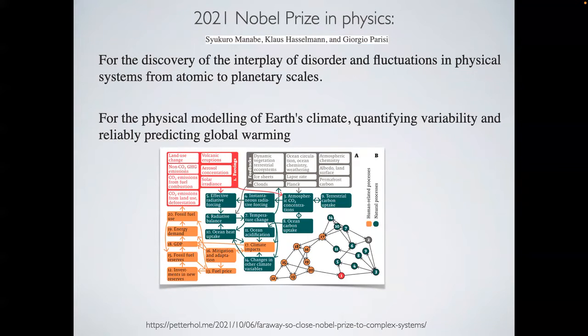A last point, those from the complex systems option probably already know about that: this year, the Nobel Prize in Physics was awarded to people working on complex systems. One of them, Giorgio Parisi, was awarded for the discovery of the interplay of disorder and fluctuation in physical systems from atomic to planetary scales.